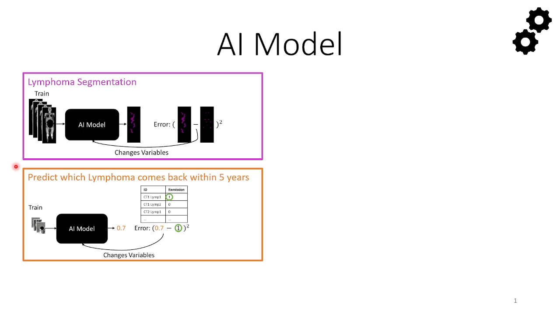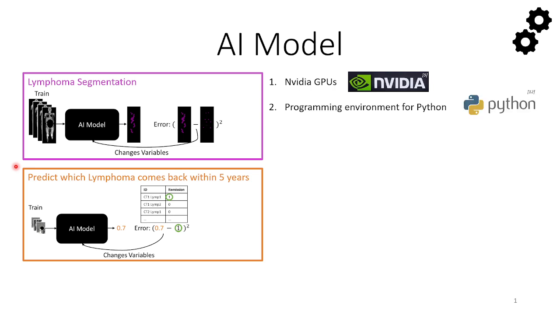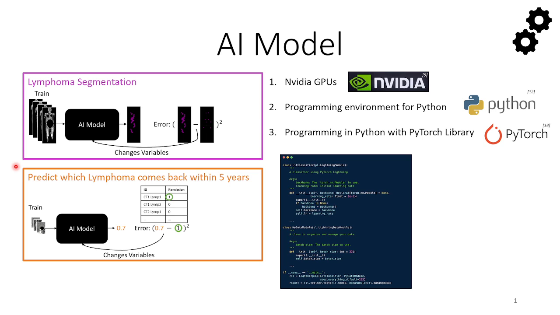And we already discussed what we need to train those AI models. We said first we need some NVIDIA GPUs. Then we need a programming environment for the programming language Python. And then inside Python, we need the PyTorch library. It's a library with all the functions you need to build an AI model and also everything to train an AI model on NVIDIA GPUs. So now we already said, when we have that, we can start coding and then start the training.